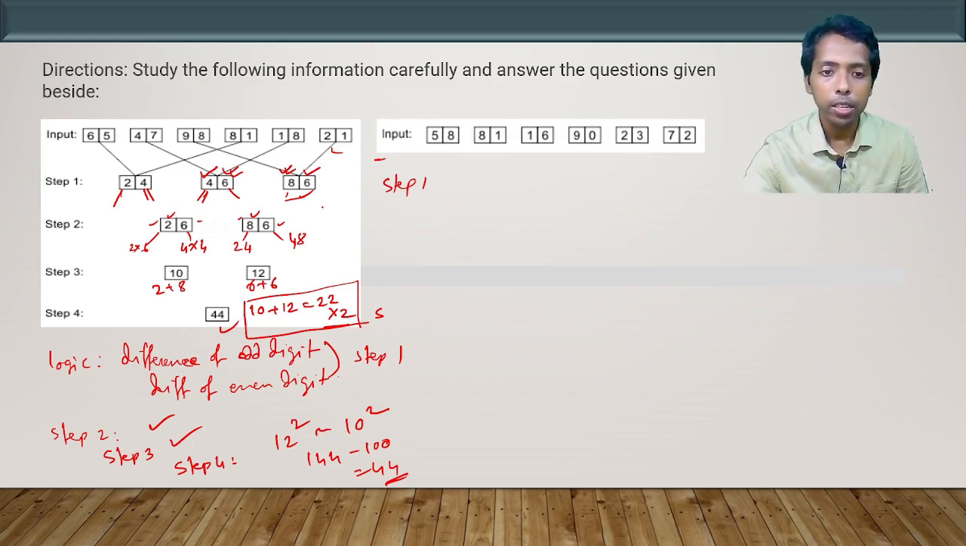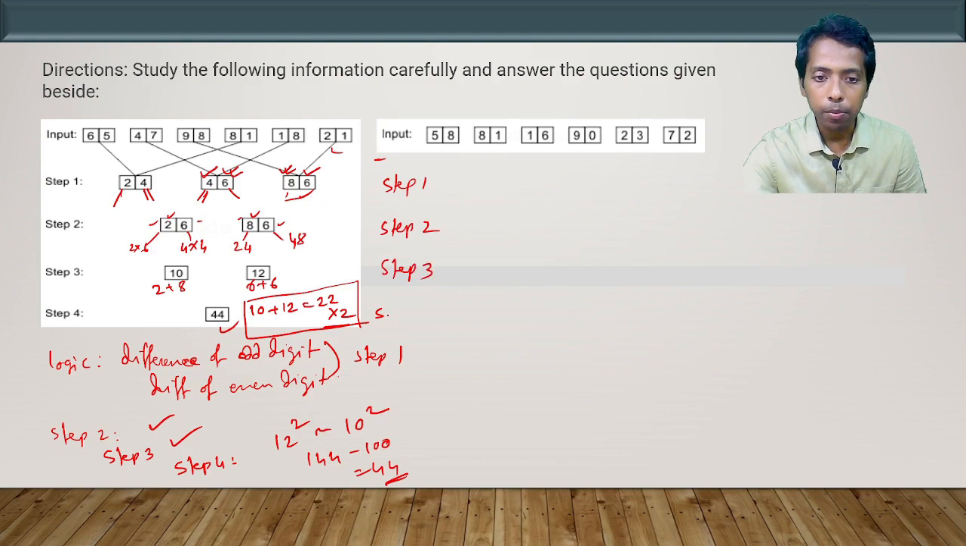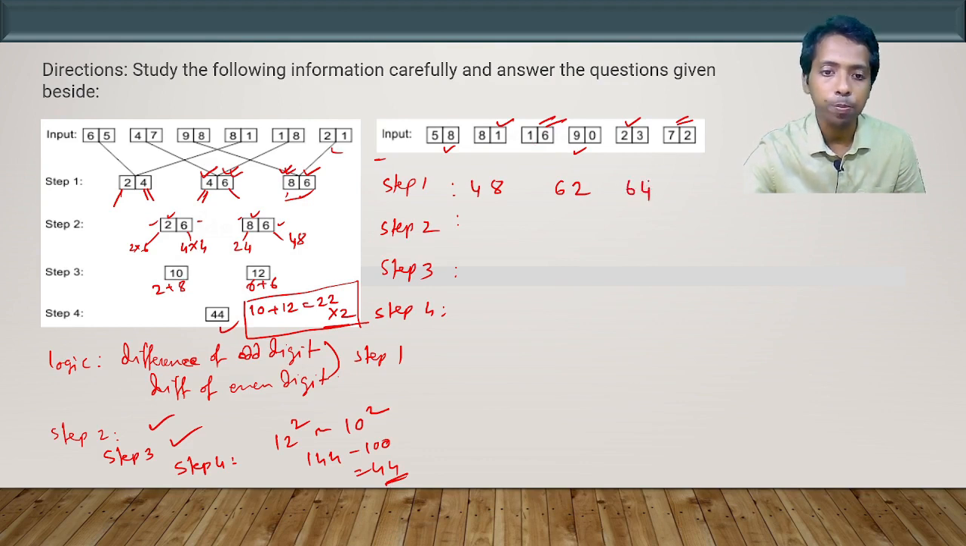So, here is the input, just solve it out. Step 1, step 2, step 3, and here it's step 4. In the first step, 58 goes with 90. 5 and 9, both are odd numbers. So, this is 4. 8 and 0, that is 48. Second, 81, 23. Okay, so this is 6 and this is 2. And this one, this is 1 and 7, this is 6. 6 and 2, that is 4.